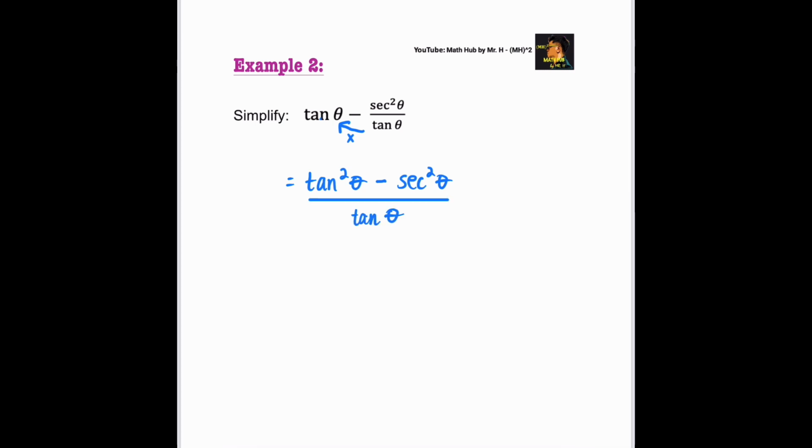And after doing that, we can see that the numerator is actually one of the Pythagorean identities, right? And tangent squared theta minus secant squared theta is actually equal to -1. And we simply copy the denominator, tangent theta. And you can see from here, this is reciprocal identity, right? Is equal to negative cotangent theta. And that is the answer.